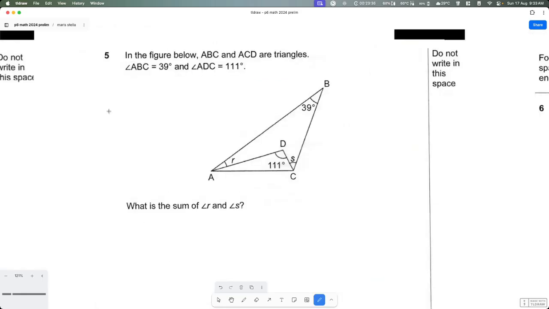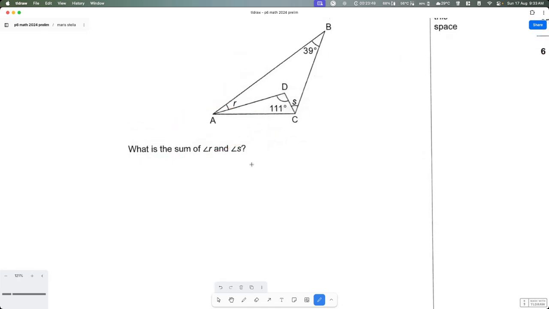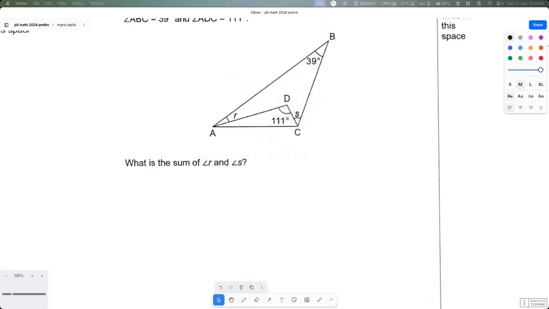Question number 5. In the figure below, ABC and ACD are triangles. Angle ABC is 39 degrees and angle ADC is 111 degrees. In this case, what is the sum of R and S? Basically, if you want to get the sum of R and S, we just want to get these two angles from this triangle ADC, and then we just subtract.